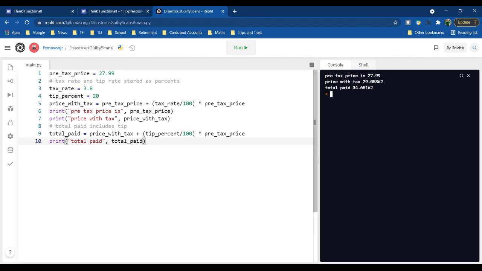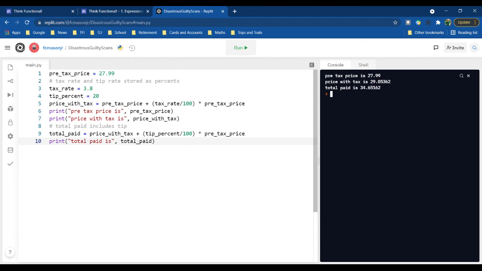And then total paid is, I tell you what, I'm going to go and add the "is"es in just to prove that we can actually modify the code. So I added "is"es in. And then, yeah, pre-tax price is $27.99, price with tax is, total paid is, and so on, right? So this is actually something that's potentially useful.